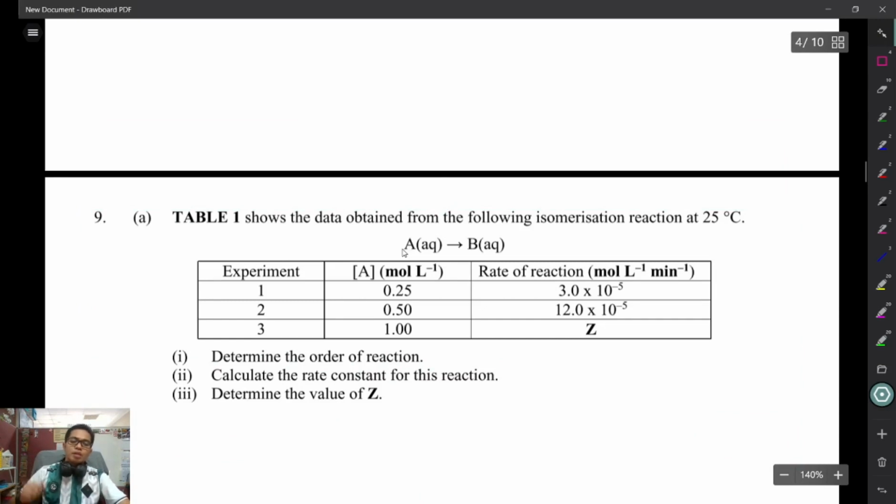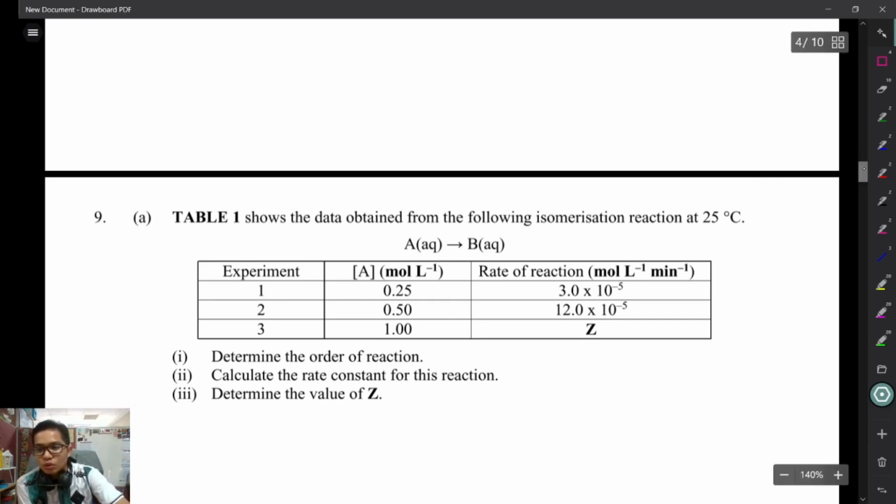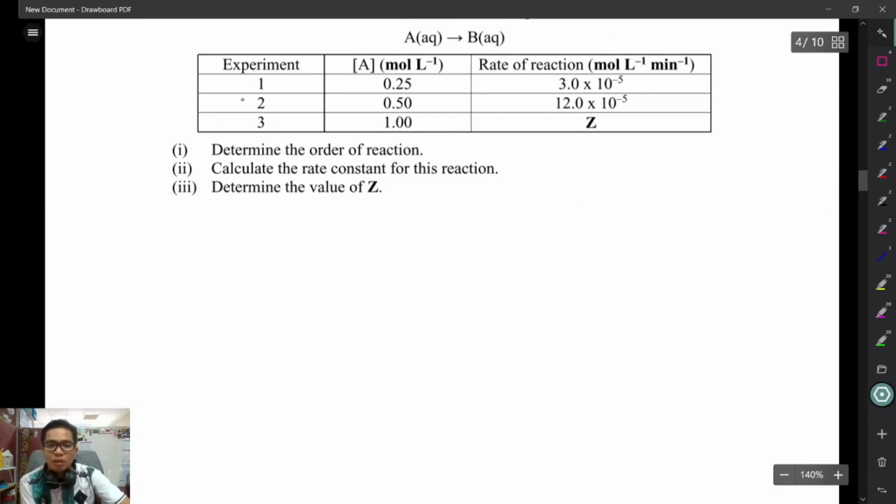Okay. Number 9, table 1 shows the data obtained from the following isomerization reaction at a temperature of 25 degrees Celsius. Reactant A to produce reactant B. Given experiments 1, 2, 3, but the rate of reaction for experiment 3 is unknown, so we cannot use experiment 3, just use experiment 1 and 2. Number 1, determine the order. So you should have in your mind, you're going to use experiment 2 divided by experiment 1.